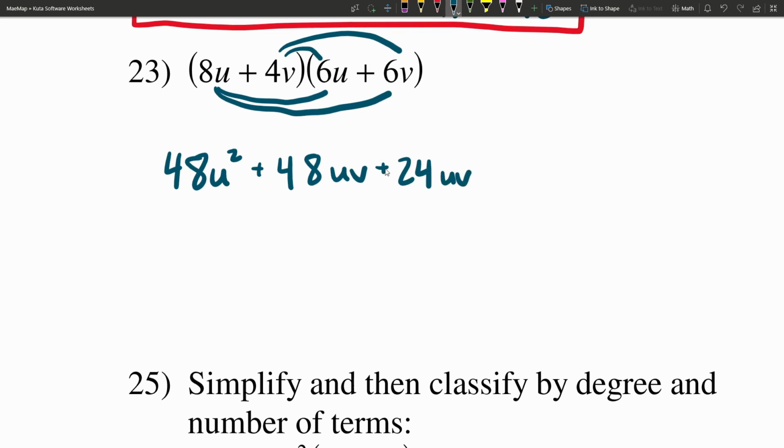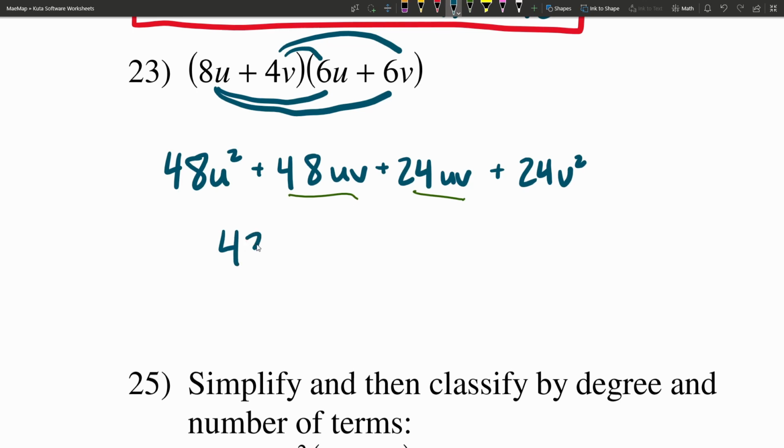Again, since we're multiplying, the order doesn't matter. And then finally, 4v times 6v is a 24v squared. And again, what I mean when I said that since we're multiplying, order doesn't matter, this 24 times u times v is the same as 24 times v times u. The order in which we write the variables doesn't matter. I wrote them this way to make it easier to see that I already have a like term.